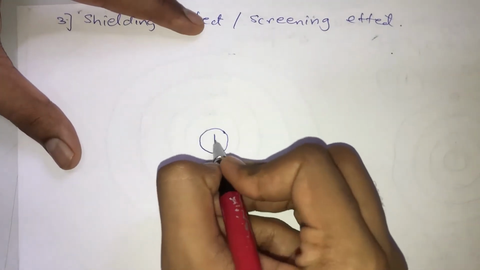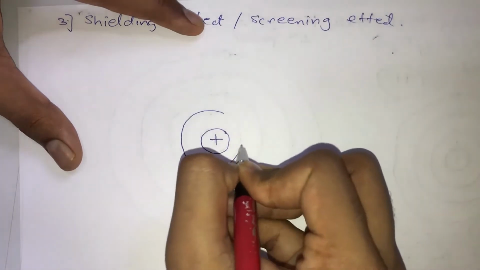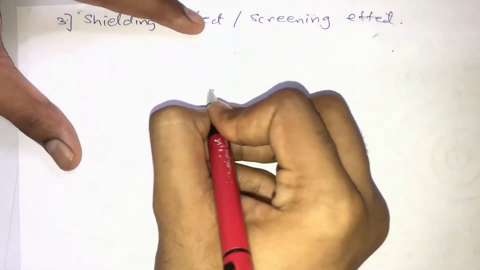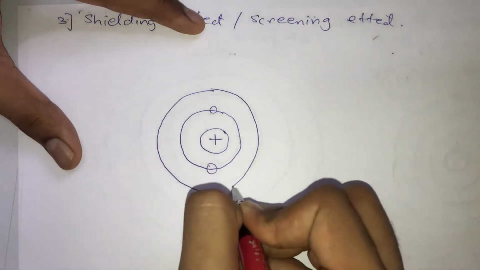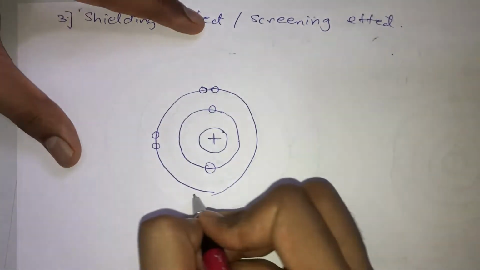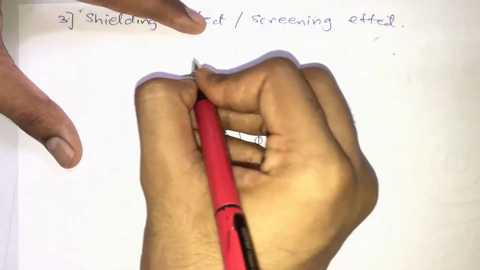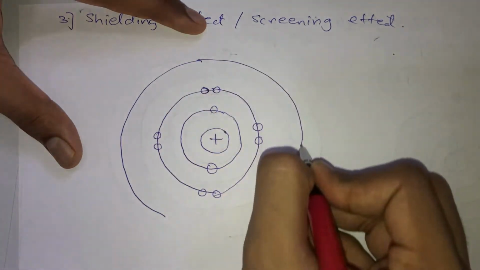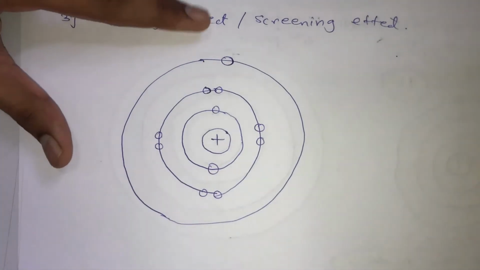So I have a positively charged nucleus over here. In the first energy level, I am going to have 2 electrons. In the second energy level, as we have seen, there will be 8 electrons. And in the third energy level, there will be only 1 electron present.